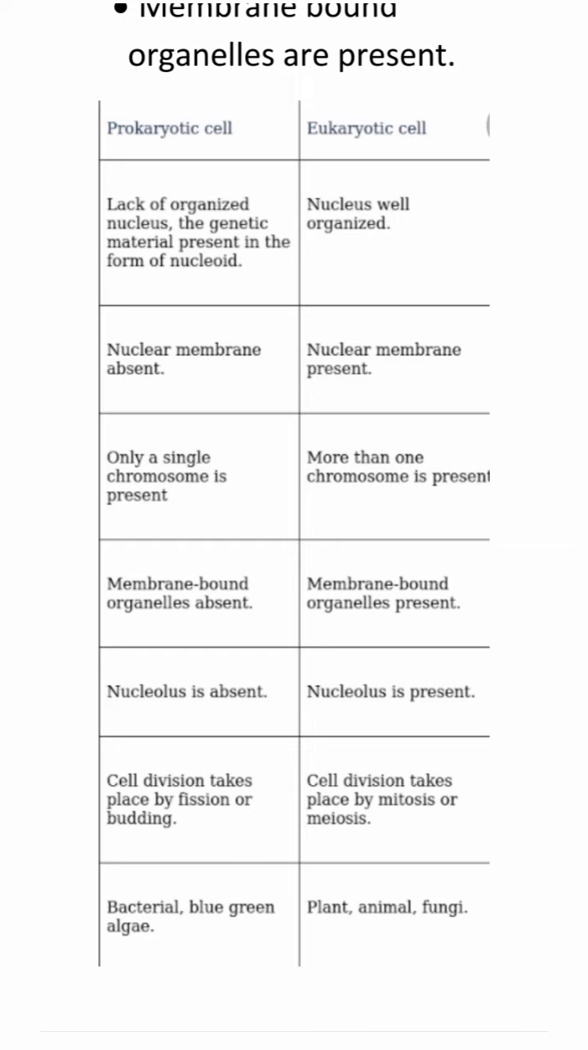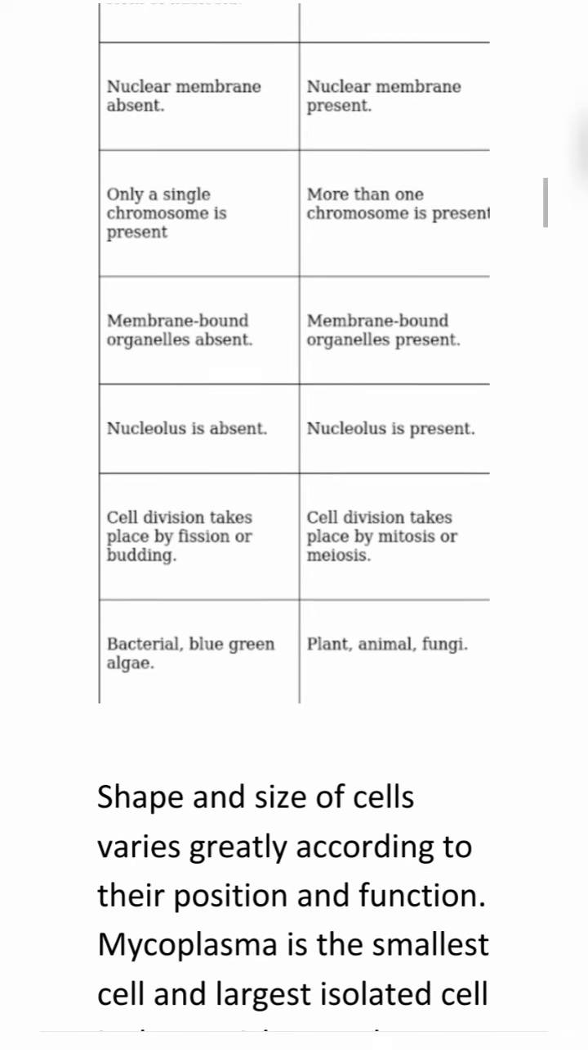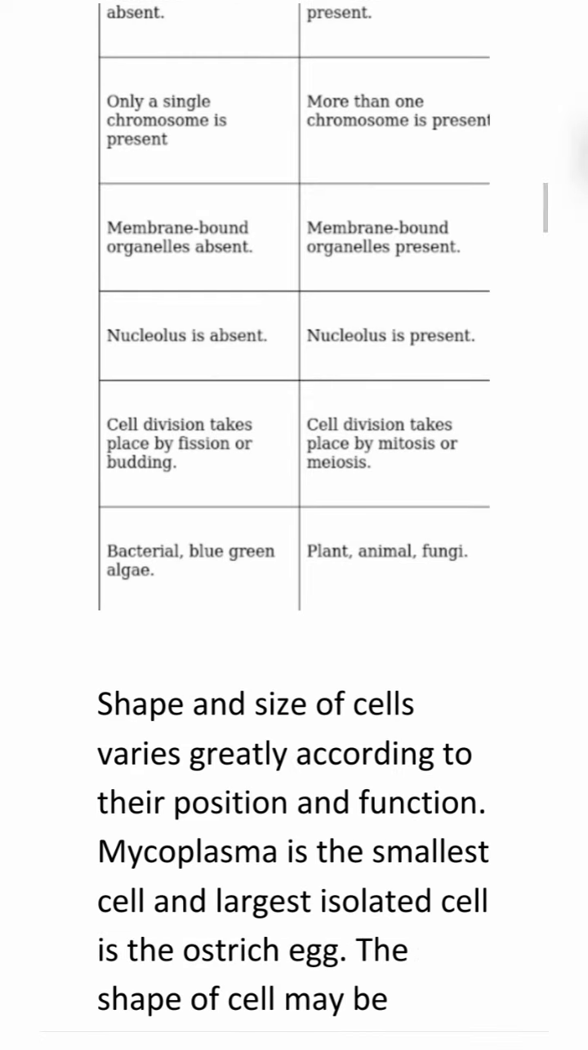A lack of organized nucleus. The genetic material is present in the form of nucleoid in the prokaryotic cell, but in the eukaryotic cell the nucleus is organized. Nuclear membrane is absent here, but in eukaryotes it is present. Only a single chromosome is present. More than one chromosome is present in eukaryotes. Membrane bound organelles are absent here, and here they are present.